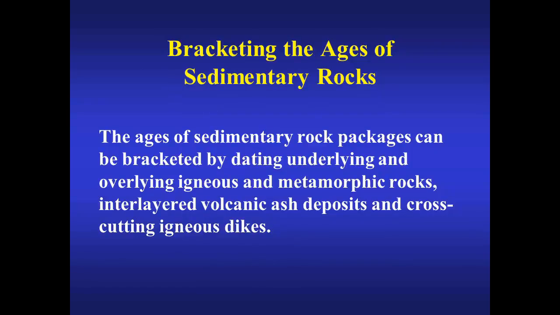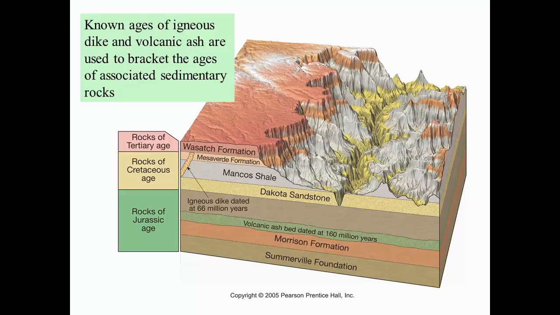For example, if we can date underlying and overlying igneous and metamorphic rocks, or, for example, interlayer volcanic ash deposits or cross-cutting igneous dikes, these are materials that can actually be directly dated. We can apply the principles of relative dating and bracket the age of the resulting sedimentary sequences.